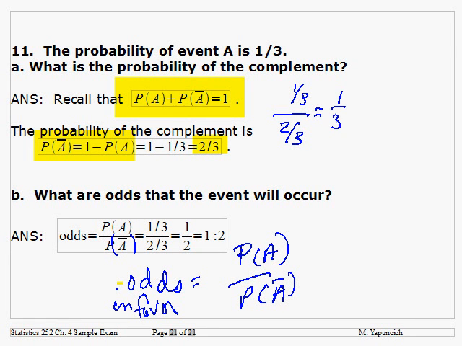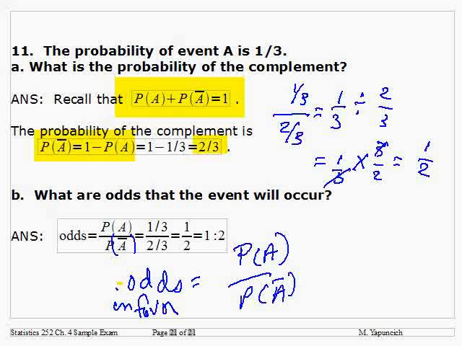A fraction is a division problem in disguise. You divide the numerator by the denominator. How do you divide fractions? You turn that into a multiplication sign and you flip them over. Now you can cancel the 3's and you get 1/2. The fast way to do it is to say these denominators are the same and they can be canceled. You end up with a 1/2 also. So 1/2 is written as 1 to 2. So the odds in favor are 1 to 2.